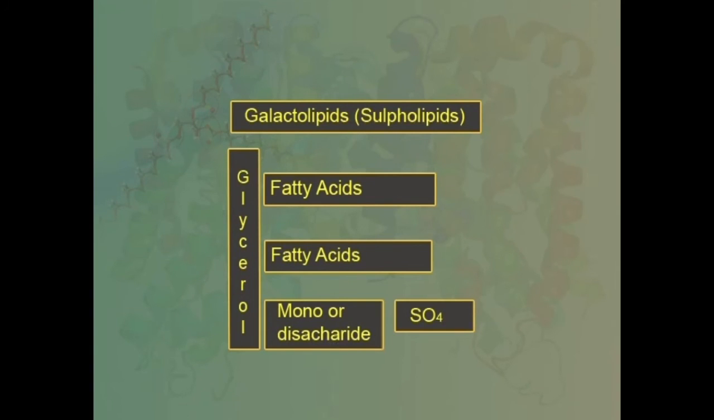Galactolipids or sulfolipids. Galactolipids come under the class of carbohydrates attached to lipids. They are also called glycolipids. You have a glycerol, 2 fatty acids, a mono or a disaccharide and a sulfate group. They are most abundant in membrane lipids in the biosphere, and plant membranes also contain sulfolipids, in which sulfonated glucose residue is joined to a diacyl glycerol in a glycosidic linkage.